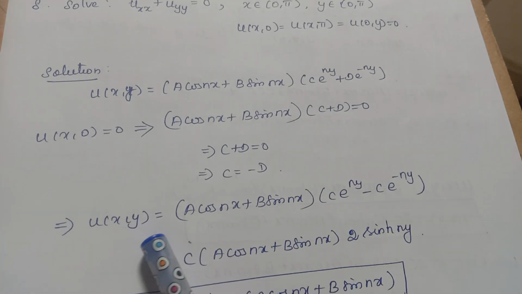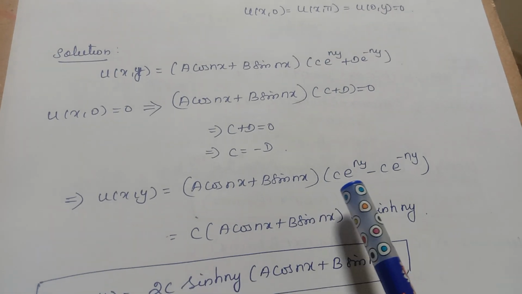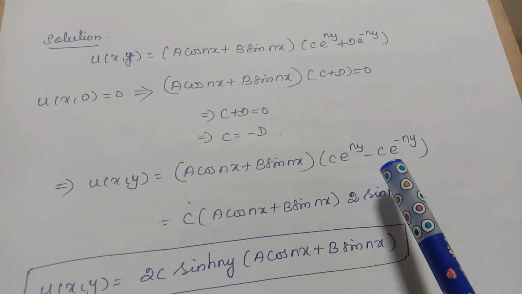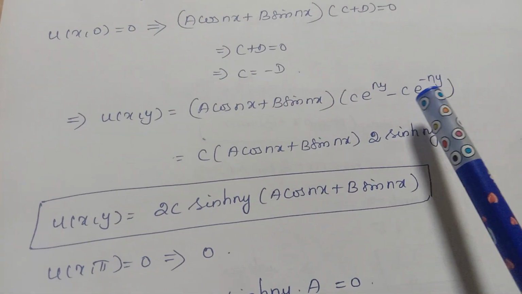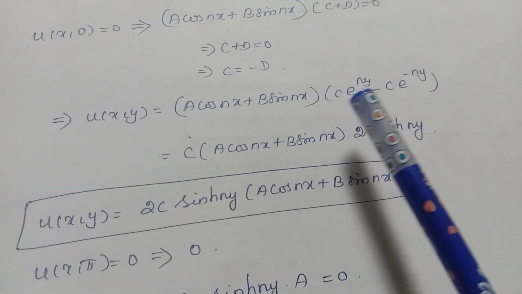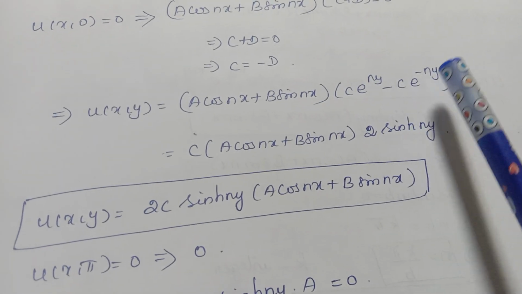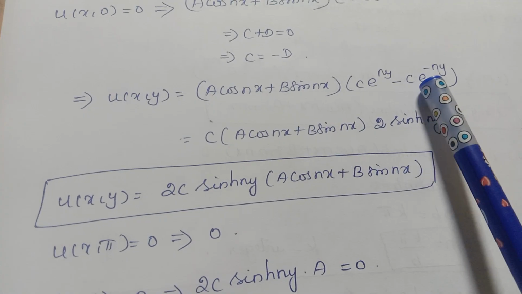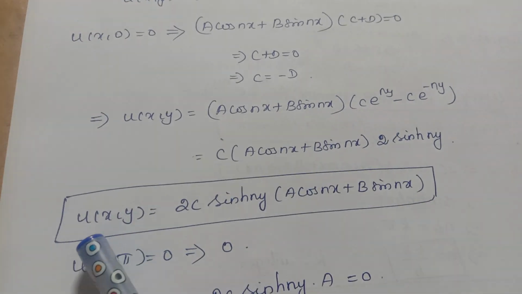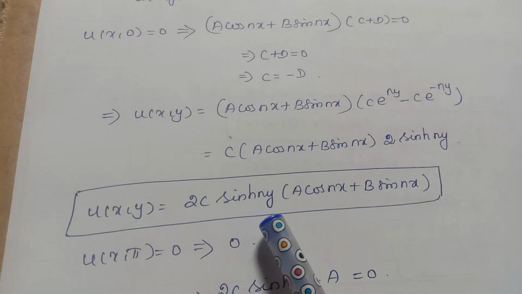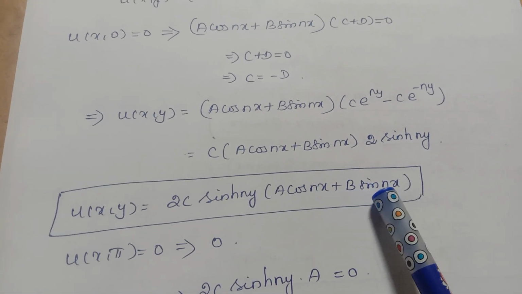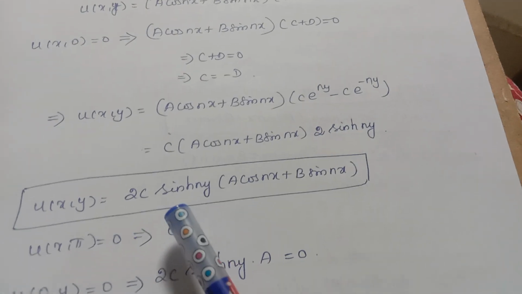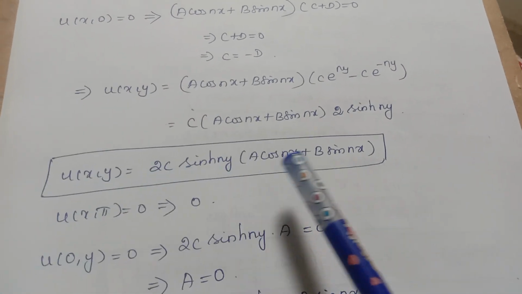So u of x y equal to (a cos nx plus b sin nx) into (c e power ny plus, instead of d I am substituting minus c e power minus ny). So take c outside, this will be what, e power ny minus e power minus ny. No, it is nothing but 2 sinh ny, hyperbolic function formula. So my solution is u of x y is equal to 2c sinh ny into (a cos nx plus b sin nx). So with the first result I have simplified the solution to this side.